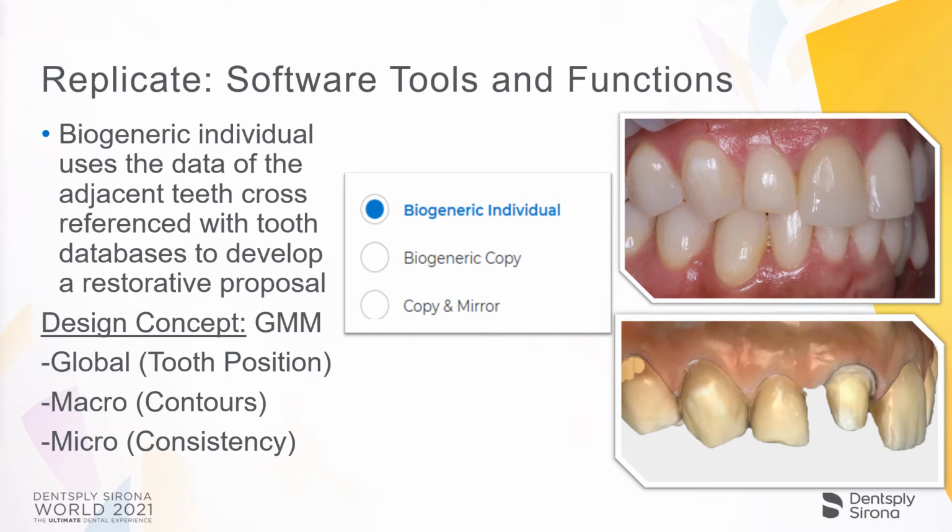The design concept that I actually use is something called GMM, or Global Macro Micro. I'm sure some of you have heard some other acronyms in the past for how you would actually design these types of restorations if you're looking at single posterior teeth. I like the global, macro, and micro type of thinking because it can be applied to just about anything.